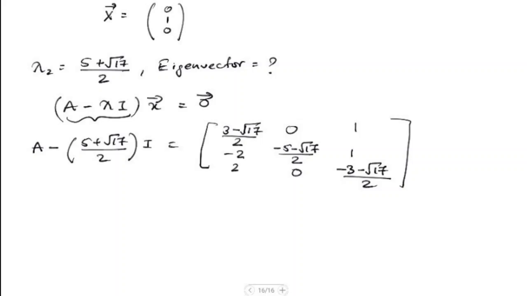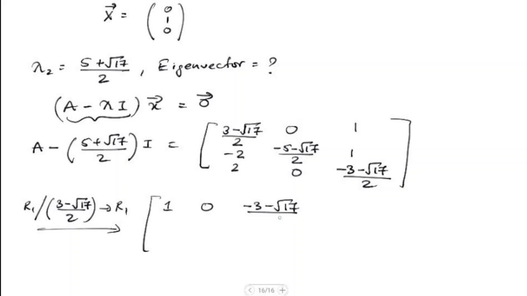Now if we try to make this into the reduced row echelon form, it is a bit lengthy here. So the first operation will be row 1 divided by (3 minus root 17) divided by 2, and we'll put the values in row 1 here. So we'll get the values as 1, 0, minus (3 minus root 17) divided by, sorry, divided by 4 here.